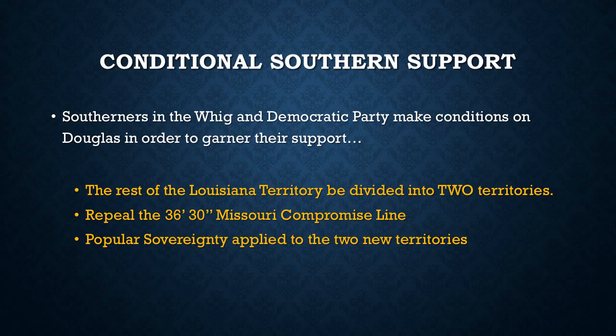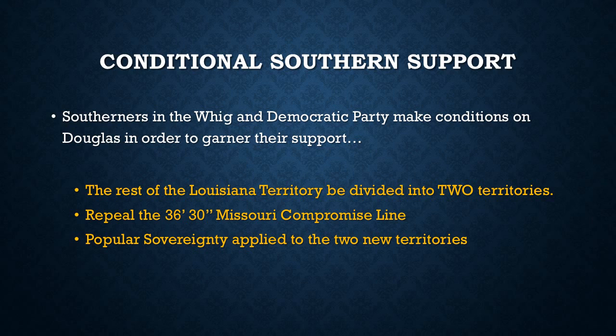They wanted to see that this unorganized territory would be divided into two territories. And I'll explain why here in a second. They also demanded that this bill repeal the 36°30' Missouri Compromise line, which had been in place since 1820. Now, just to review, that line stated that slavery is prohibited north of that line within the Louisiana Territory. So what Southerners are arguing for Douglas here is that if he will put into this bill a repeal of the Missouri Compromise line, they'll support him.